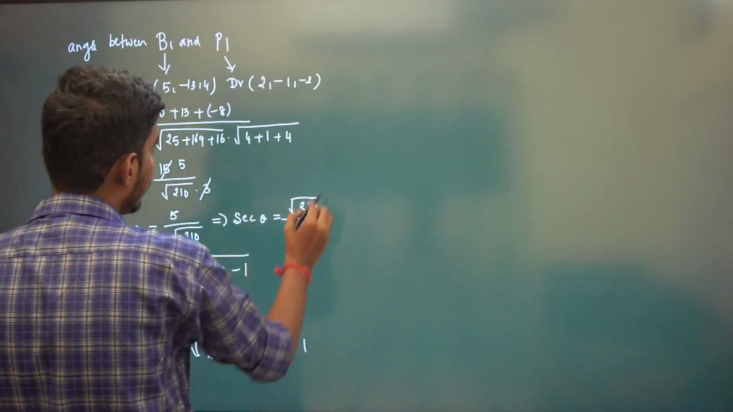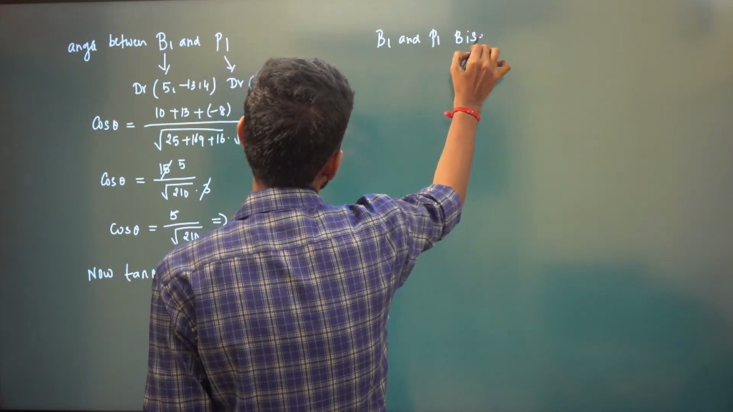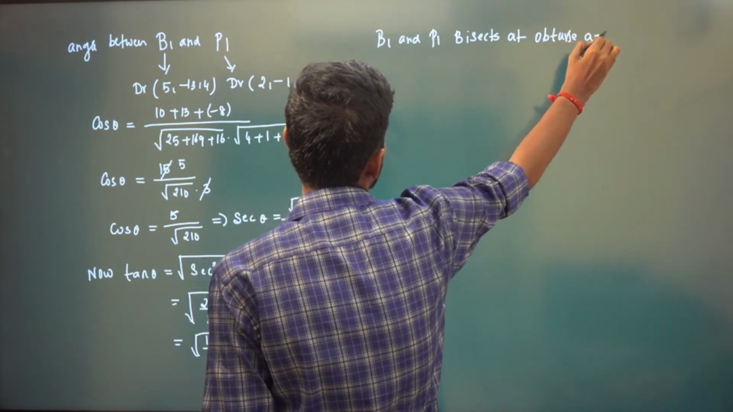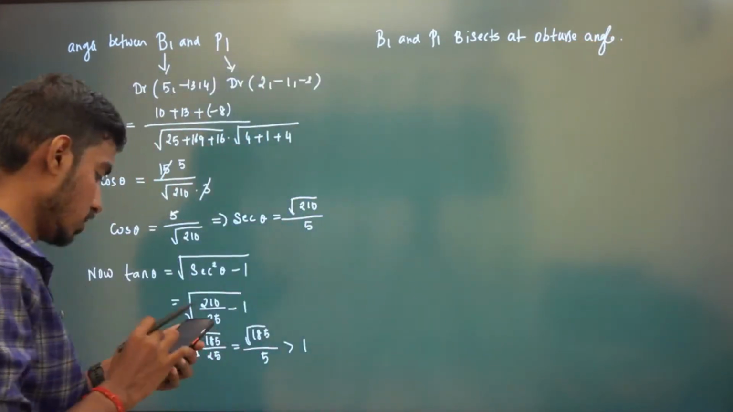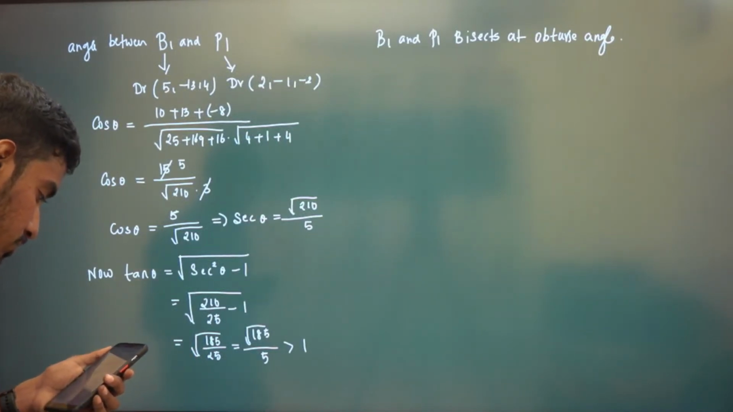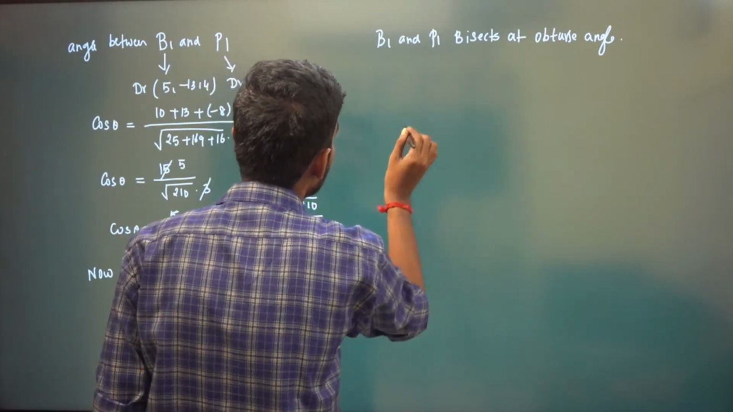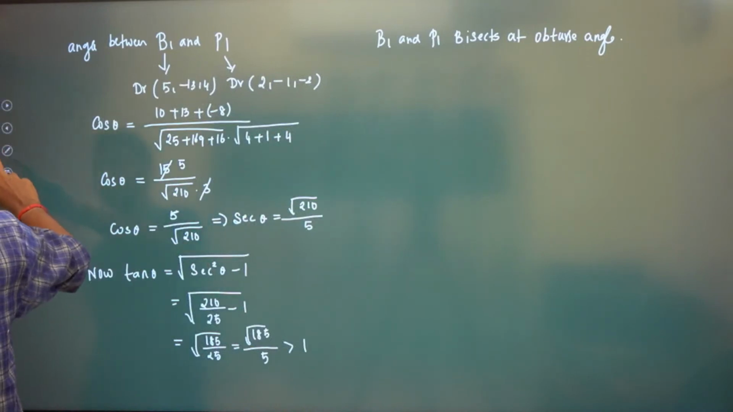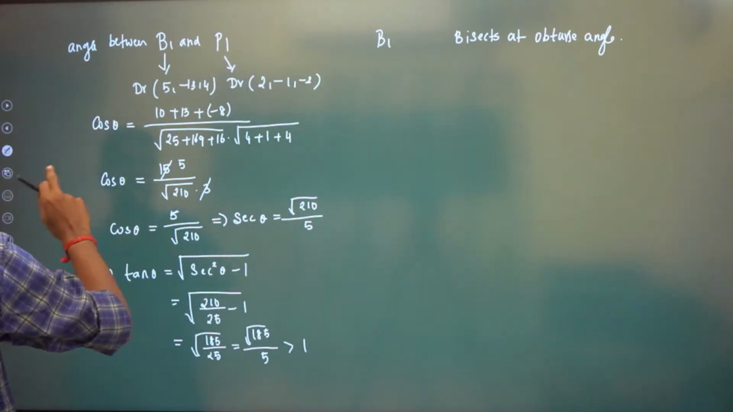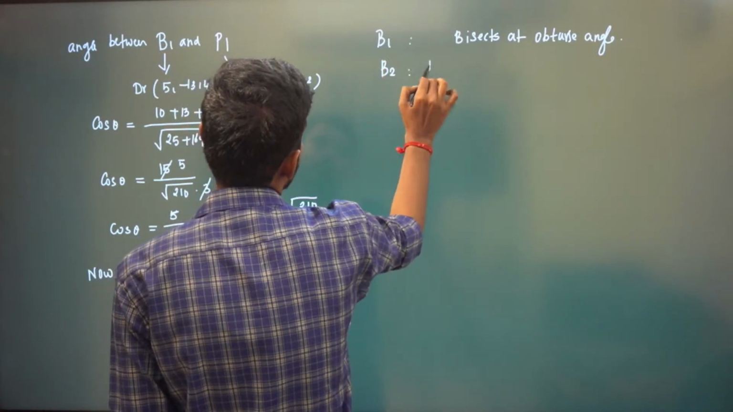That means B1 and P1 bisects at obtuse angle. That's it, right? It bisected obtuse angle, right? If B1 bisects at obtuse angle, then surely what about B2? B2 will bisect at obtuse angle, right?